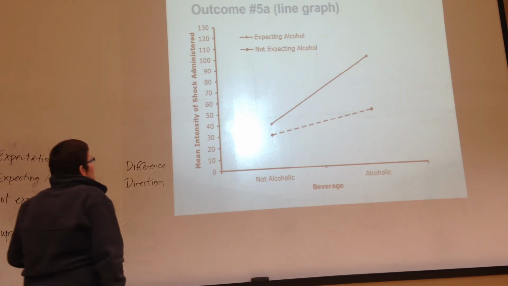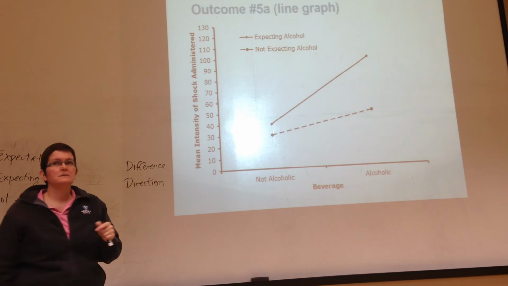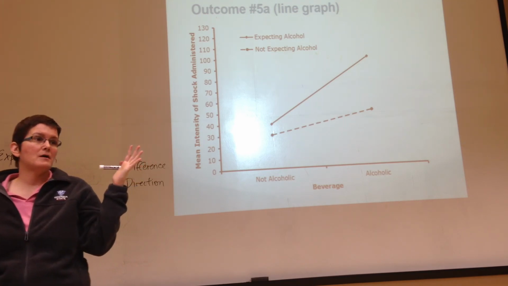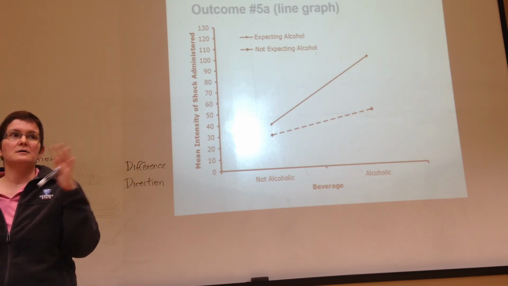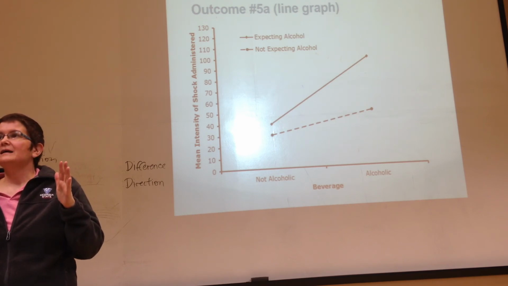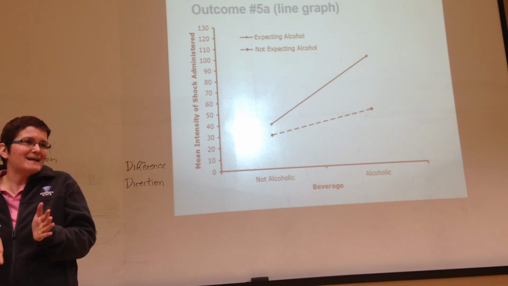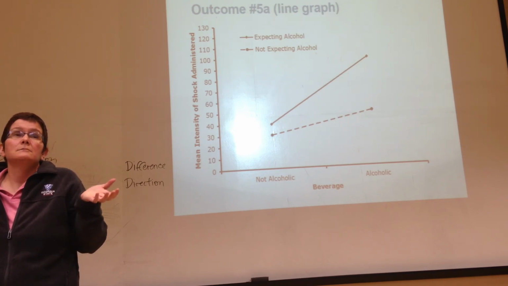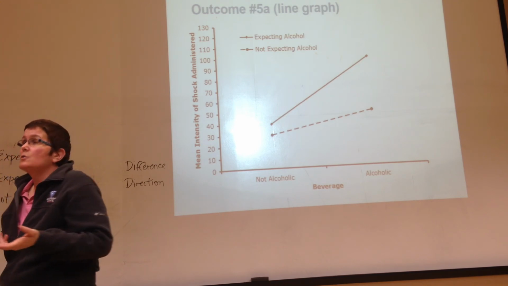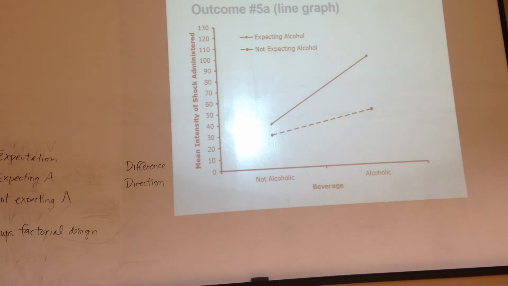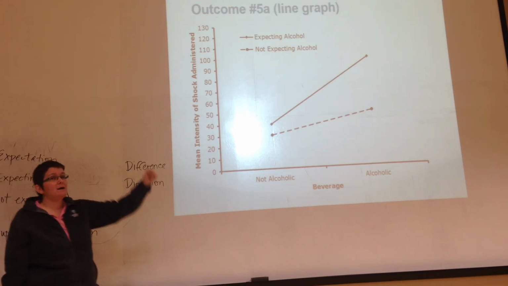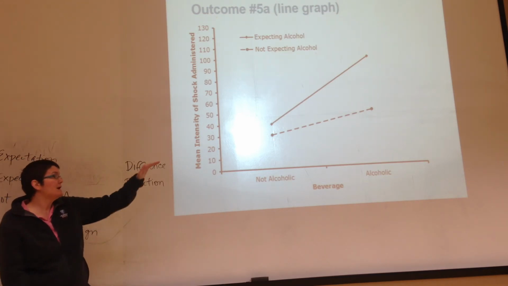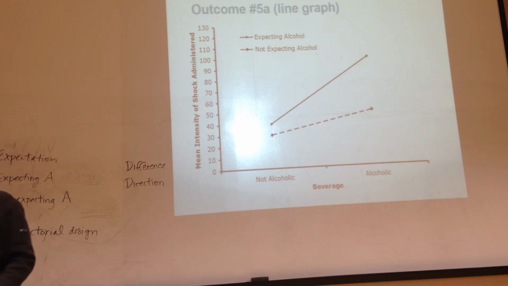And if we look at the thing on the y-axis, what we're looking at is how far apart the lines are. And the problem here is that they're far apart on one end and close together on another end, but they're still not right next to each other. So we can say there's a possible main effect of expectation. And in general, people who were expecting alcohol shocked more than people who were not expecting alcohol. So there's a possible main effect there.